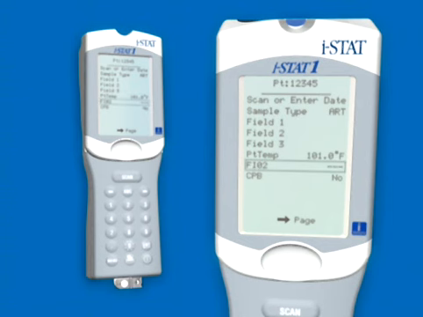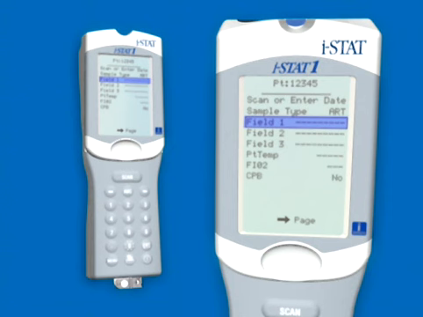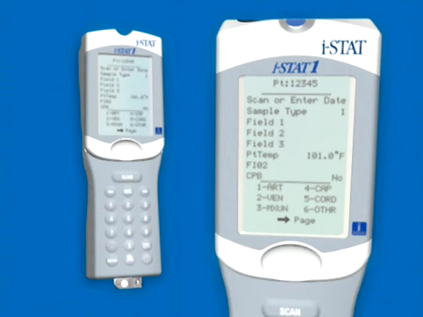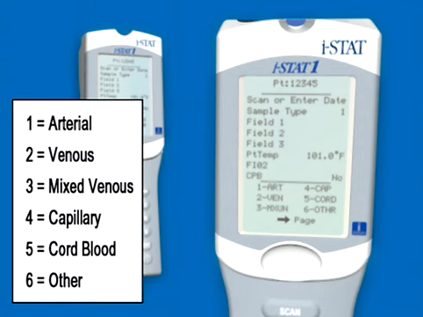If prompted, enter the FiO2. This is for documentation only and will be displayed and stored with the results. Enter user-defined codes or respiratory machine settings in fields 1, 2, and/or 3. Then press Enter. Choose from sample type 1 through 6 as follows. Then press Enter. 1 for arterial, 2 venous, 3 for mixed venous, 4 capillary, 5 cord blood, and 6 for other.